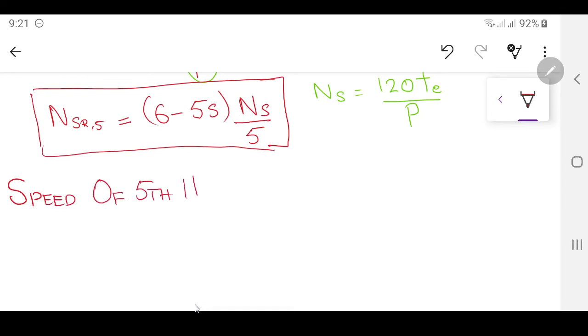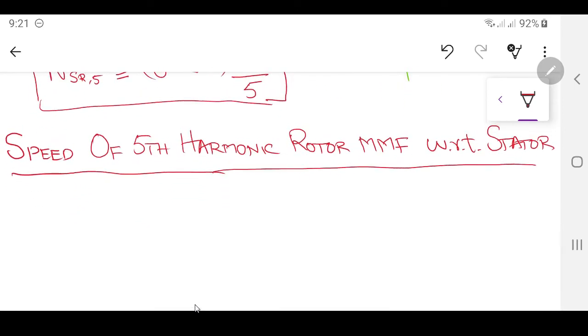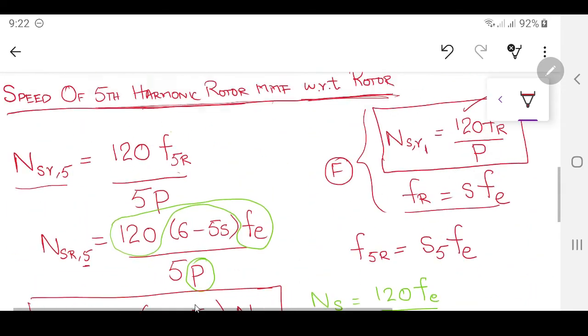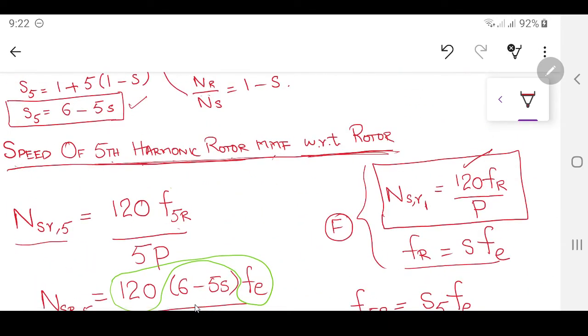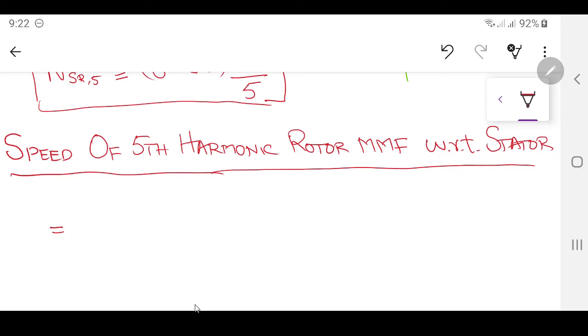fifth harmonic rotor MMF with respect to stator. Now, what I mean by this, I am trying to find out the same rotor MMF fifth harmonic which is flowing inside the rotor, and I want to now find its speed with respect to stator, which is stationary. So you are stationary over there. So now, very simple thing. First of all, you have to write down the speed of the fifth harmonic rotor MMF with respect to rotor, and add it with the speed of the rotor, because rotor is already rotating with the speed Nr.